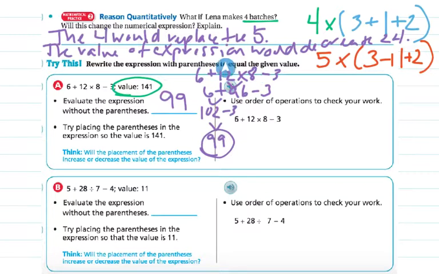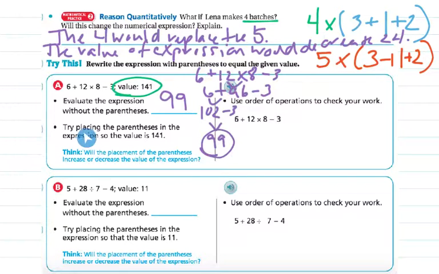So I did the multiplication first. I did 12 times 8 is 96. Then I brought back down the 6, the plus sign, and the minus 3. And then I did the addition first because it came in order from left to right. So 6 plus 96 was 102. I brought down the subtraction sign and the 3. 102 minus 3 is equal to 99. So to evaluate this expression without parentheses is 99.